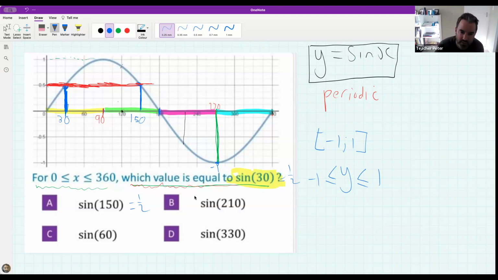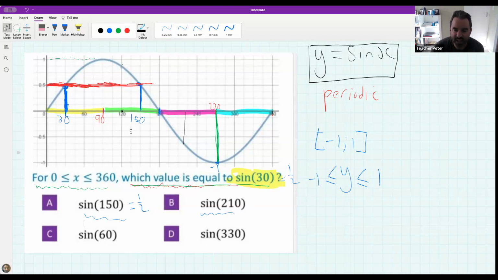The other way to do it is to check these in your calculator. So type sine of 210, see what you get. Type sine of 60. You'll notice sine of 330. None of them are equal to a half. Only this one over here.